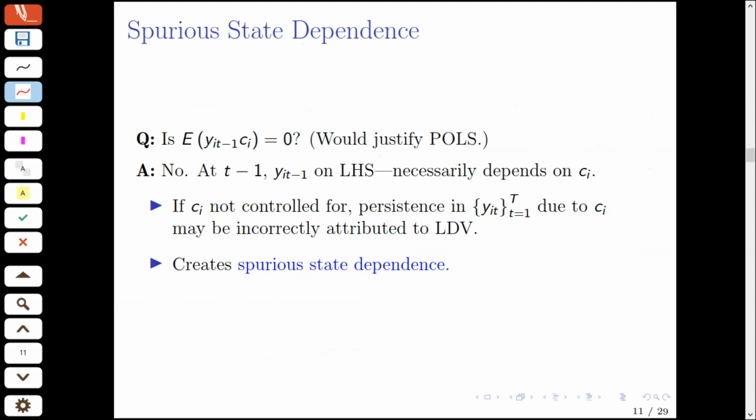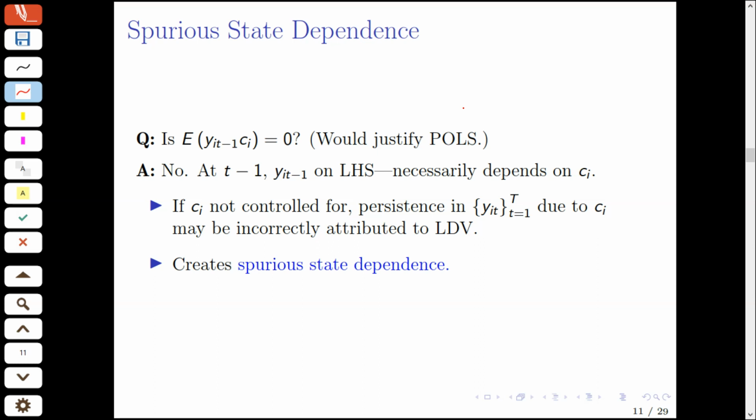But what about an assumption that the lagged outcome is uncorrelated with the individual effect? Such an assumption, combined with our previous sequential exogeneity assumption, would justify using an OLS, or specifically a pooled OLS approach. Now, the answer to this question is unfortunately no, since at time t-1, the outcome, or lagged outcome, appears on the left-hand side. Hence, it must necessarily depend on the individual effect.